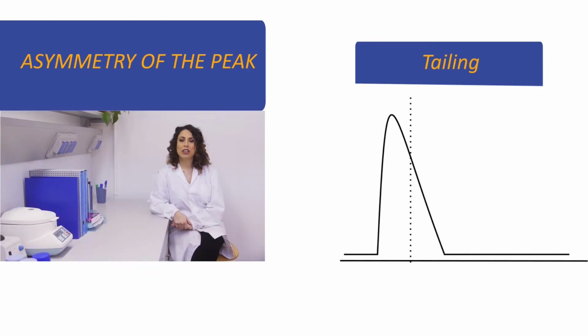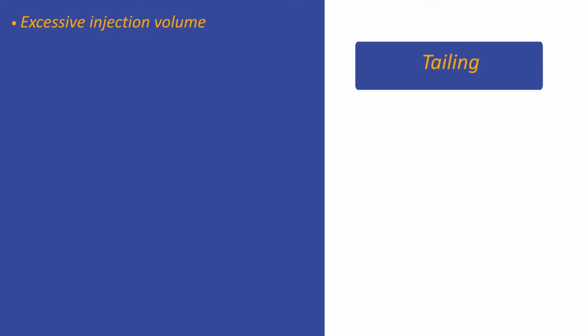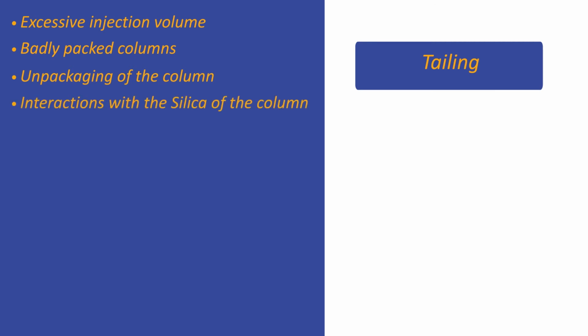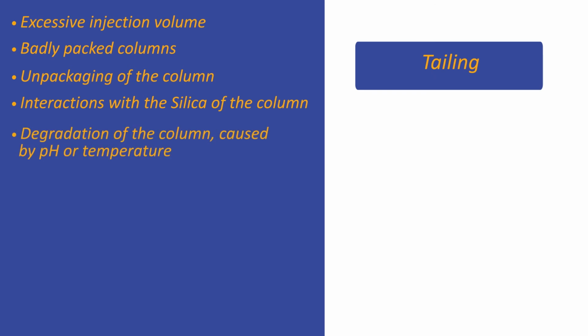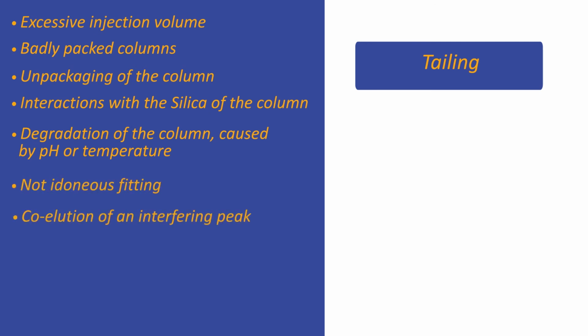In tailing, the second part of the peak is less steep than the first half. This problem can be caused by different factors. Let's see the most relevant ones: excessive injection volume, badly packed columns, unpacking of the column, interactions with the silica of the column, degradation of the column caused by pH or temperature, not indigenous fitting, coelution of an interfering peak, sample solvent not compatible with the mobile phase, low detector response, dirt in the injector radius.